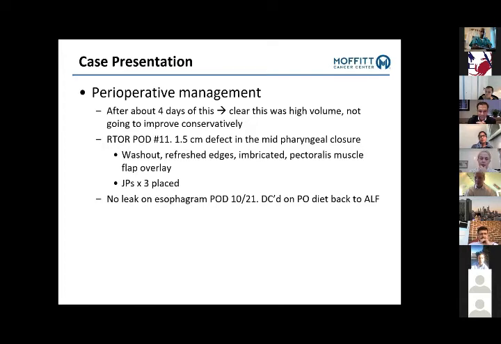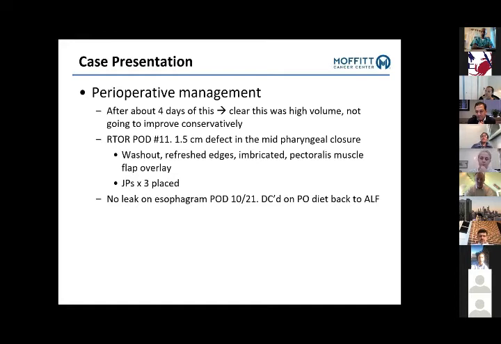We found about a 1.5 centimeter defect in the mid-pharynx closure. Washed everything out, thoroughly irrigated everything, refreshed the edges of the fistula site, imbricated this, and then I did a pec muscle overlay. Put JP drains back in there, and then he actually did great. He got a swallow, I guess, 10 days later, and was home on a diet, back to his assisted living.